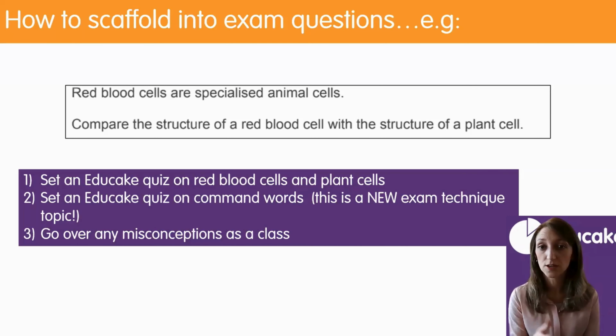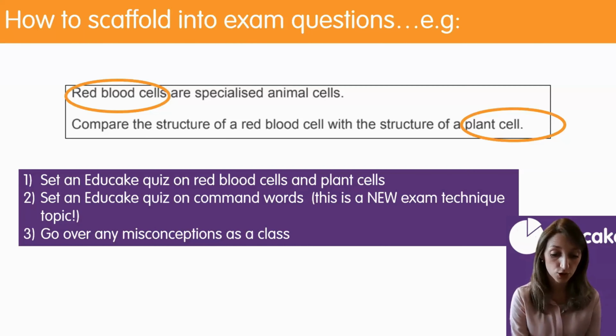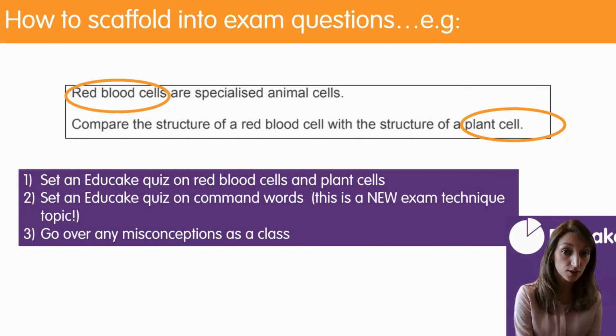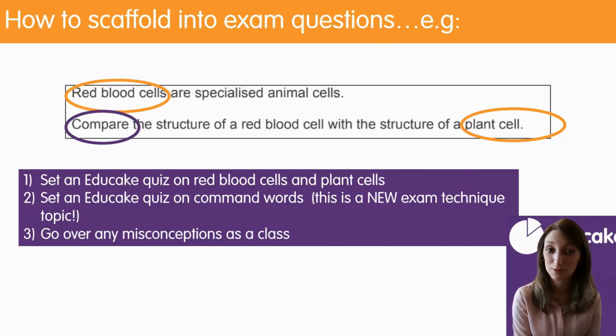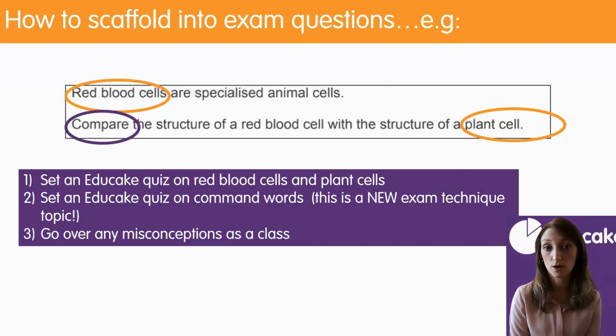So for example, with Educake, here is an example of an exam question. You could show the students the exam question. You could highlight the key concepts they need to have the understanding of. You could set an Educake quiz then on red blood cells and plant cells. We also have for science a brand new shiny exam technique topic. So you could also set them a quiz on the command word in this exam question.